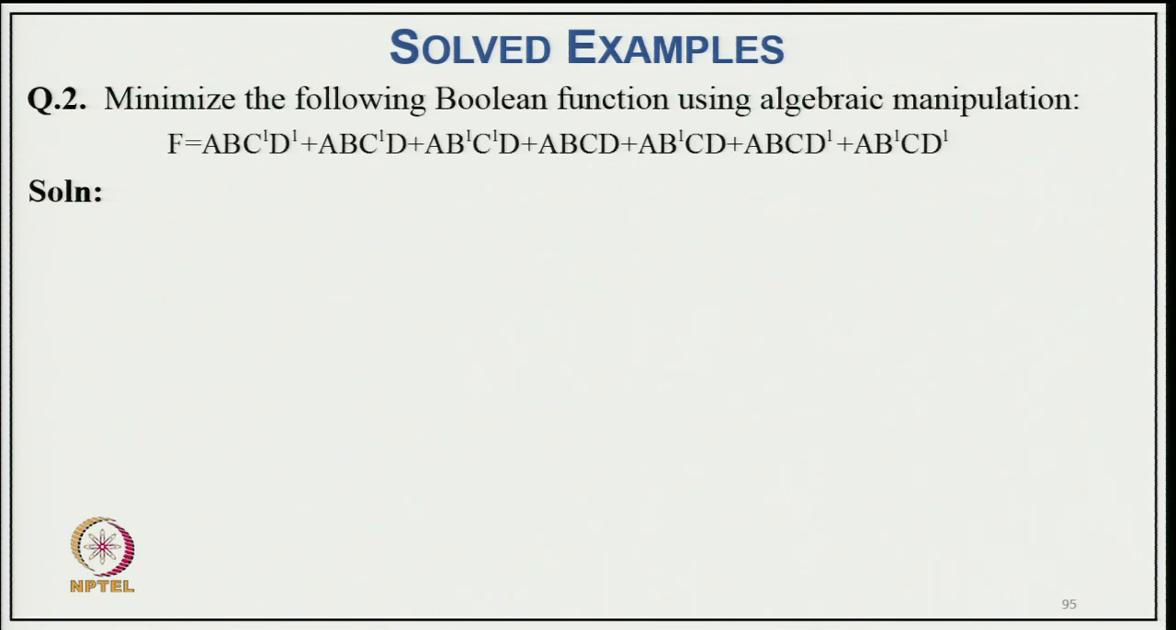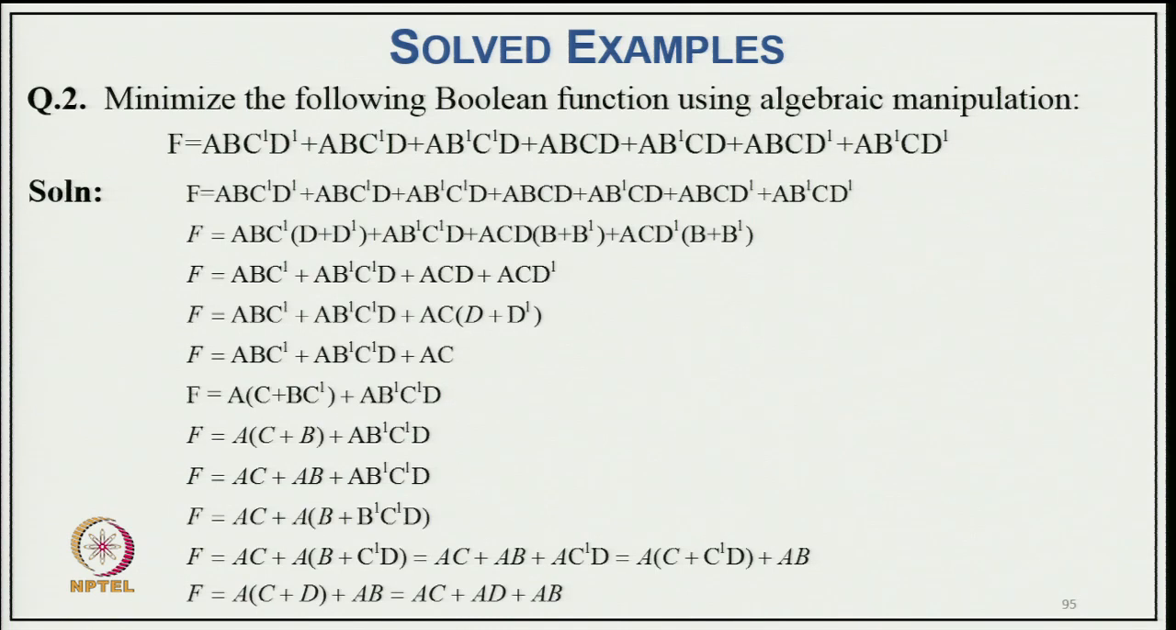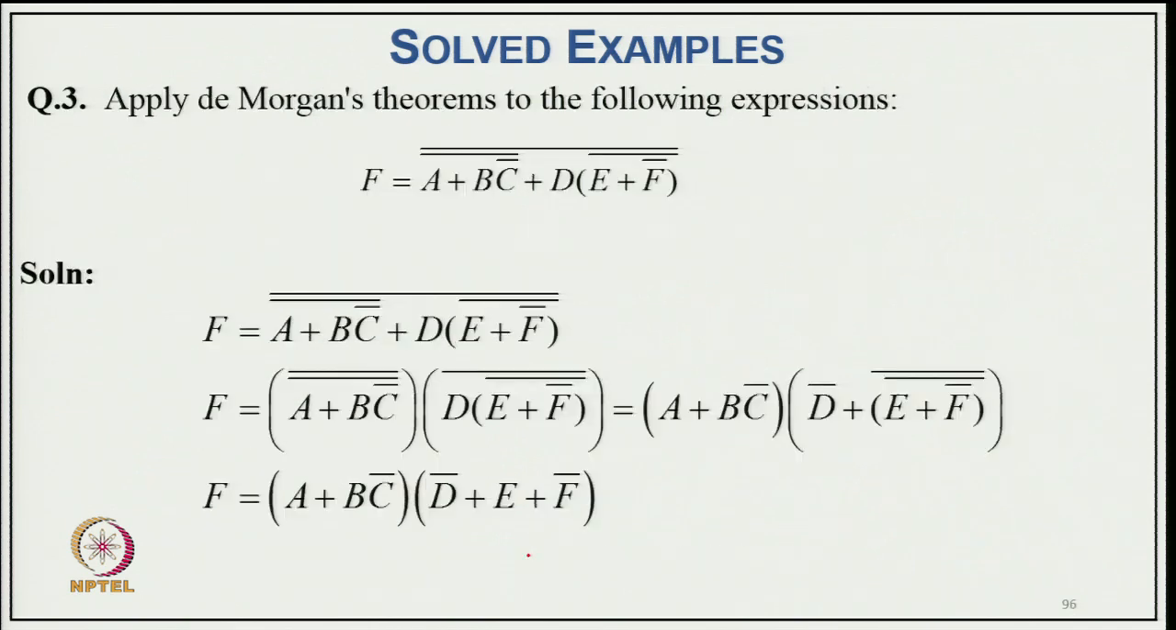So, minimize the following Boolean functions using algebraic manipulation. These are the typical terms. You can simplify it by the De Morgan theorems or other expressions, and finally this big expression comes in a short form by simplifying it. Applying the De Morgan theorem for the following.